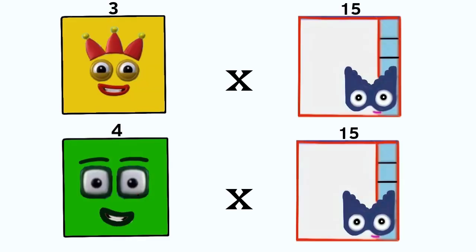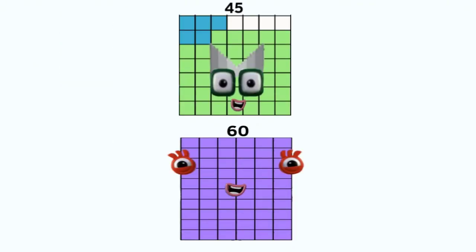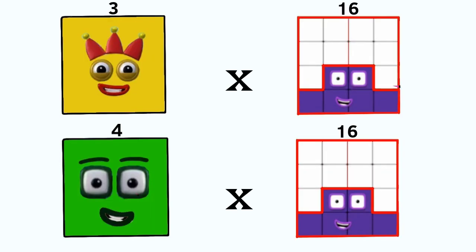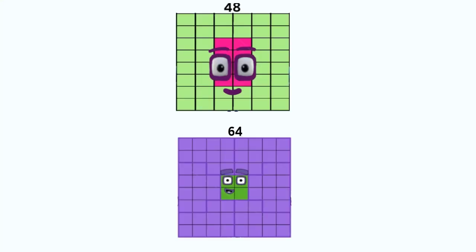3 and 4 times 15 equal 45 and 60. 3 and 4 times 16 equal 48 and 64.